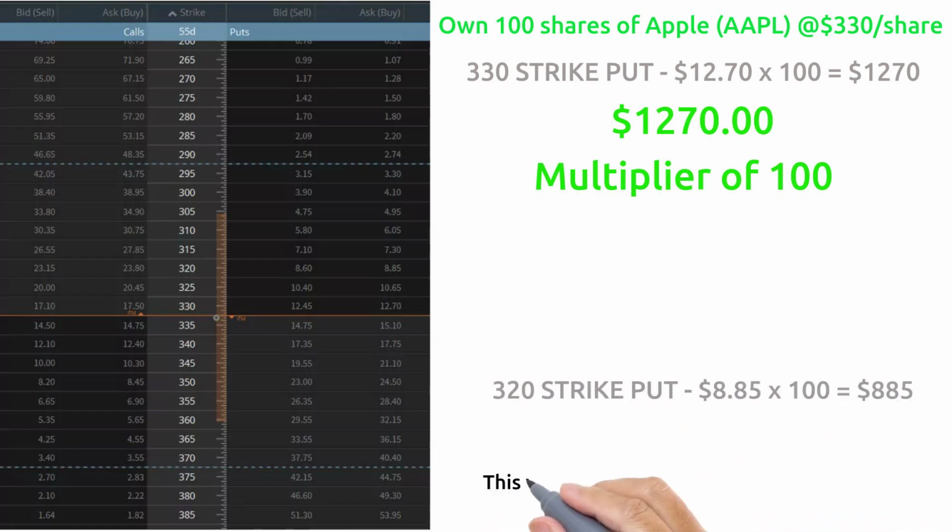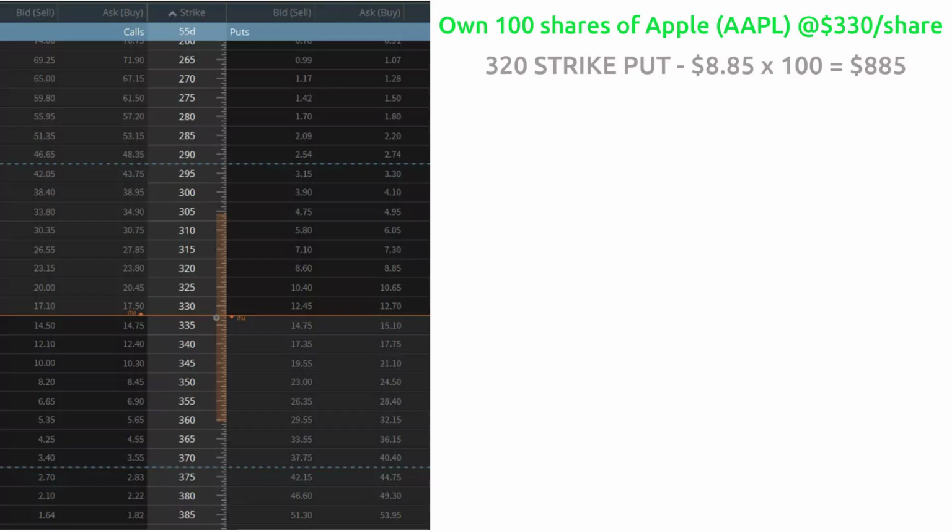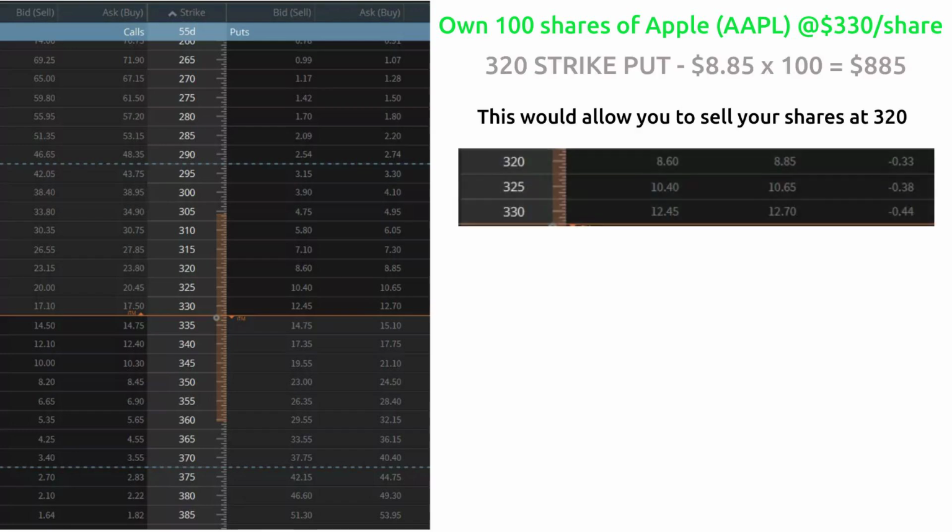Now, if you were to buy the 320 strike put instead, you can see that it would cost you less money. It would cost around $885 for one contract. The reason it's cheaper is because it would only insure $320 per share worth of your investment rather than the full amount of $330 per share.